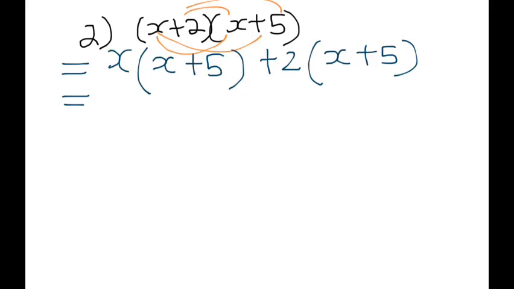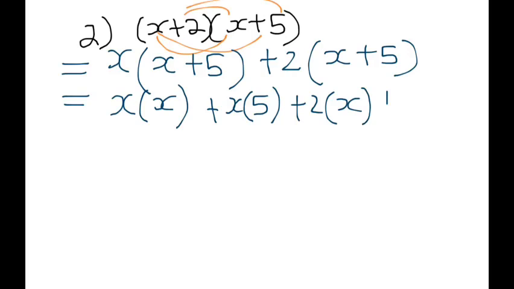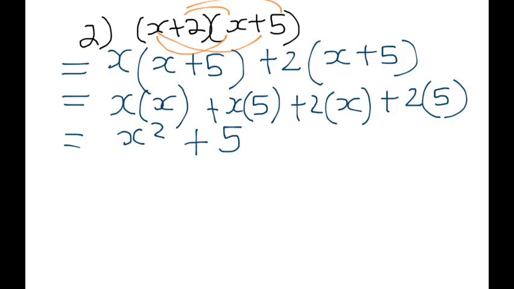To make it more easy for you, how we are going to do this now is we'll just say, okay, your x multiplied by your x, okay, plus your x multiplied by your 5, and then we move on, plus 2 multiplied by your x, and then your 2 multiplied by your 5. Now this has made it so much more easy. So your x times x, remember what we said, is x to the power of 2. Then your x times your 5 will just give you 5x. 2 times your x will give you 2x, and then your 2 times 5 is equal to 10.